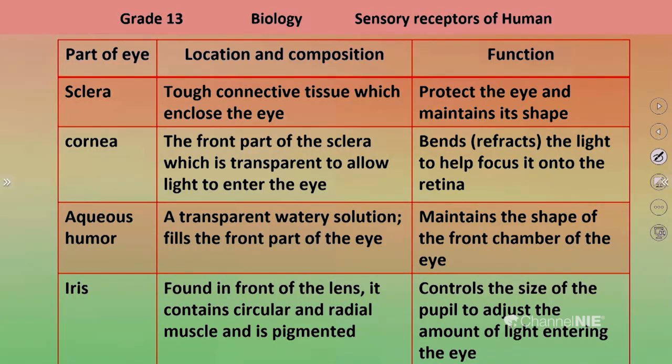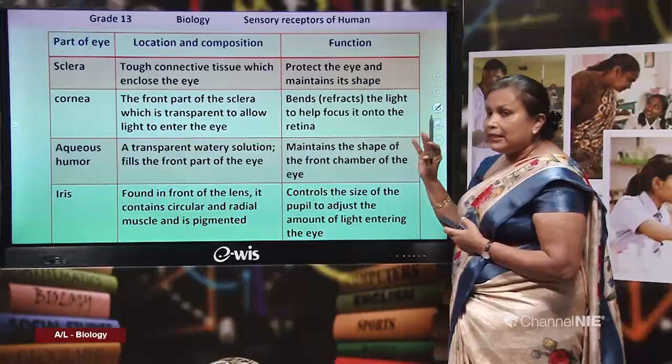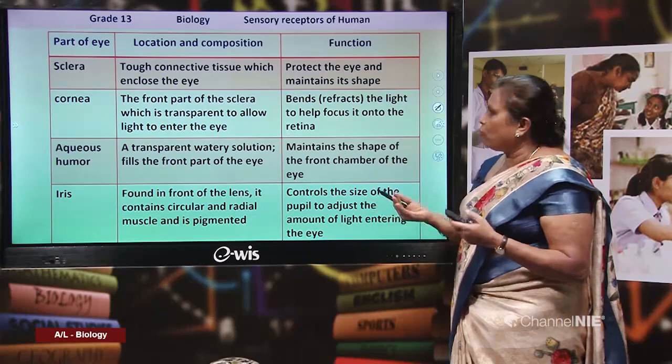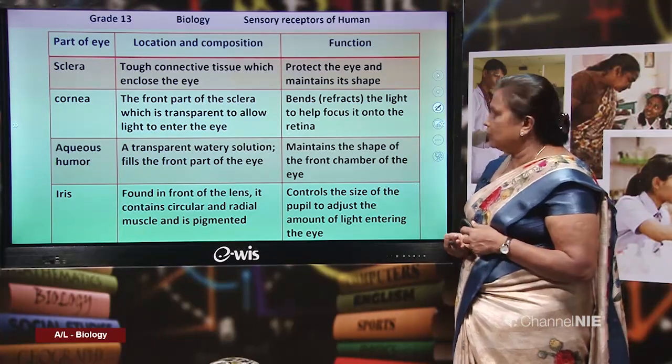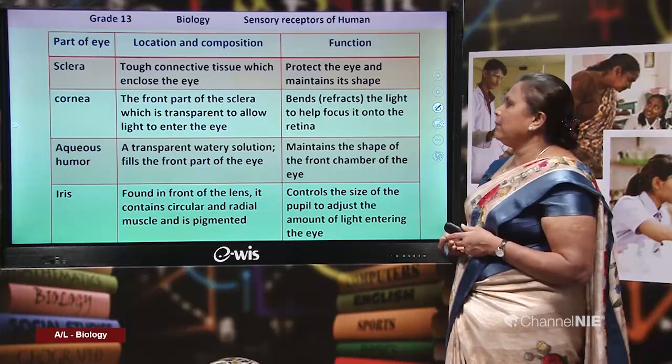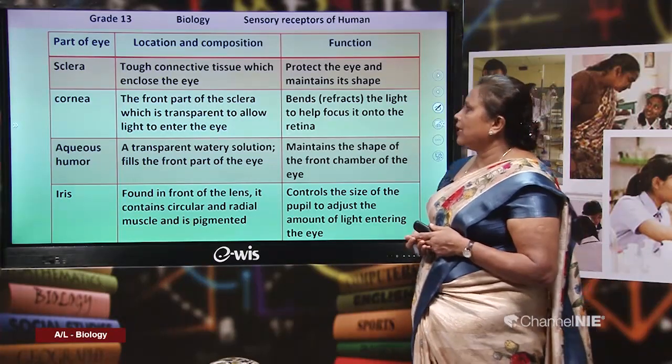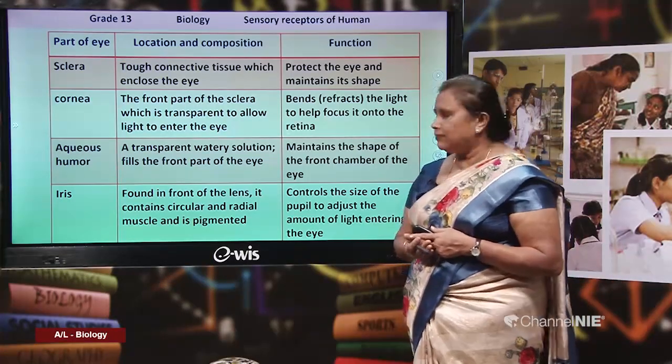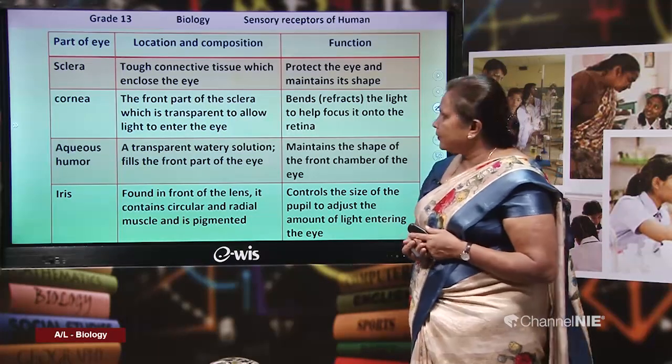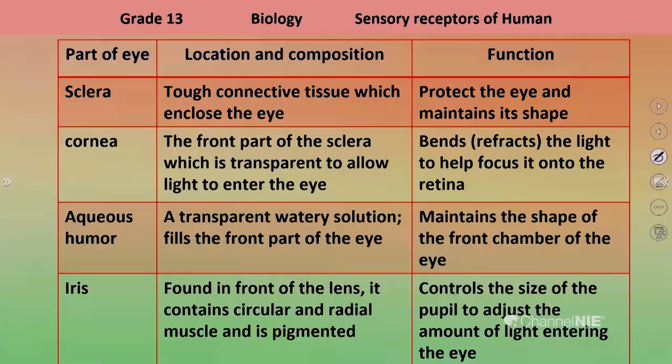This is very important for you to memorize everything in a table, so you can see everything at once when you see the table. So this is easy for you to memorize the structure, composition, and the function of the different parts of the eye. So as you see, sclera, I don't need to explain again. I'm explaining only the function.